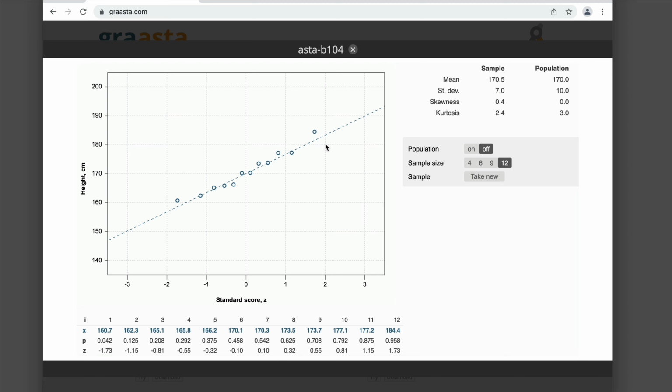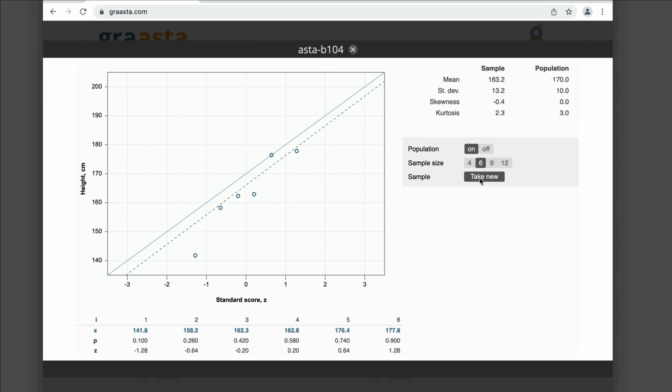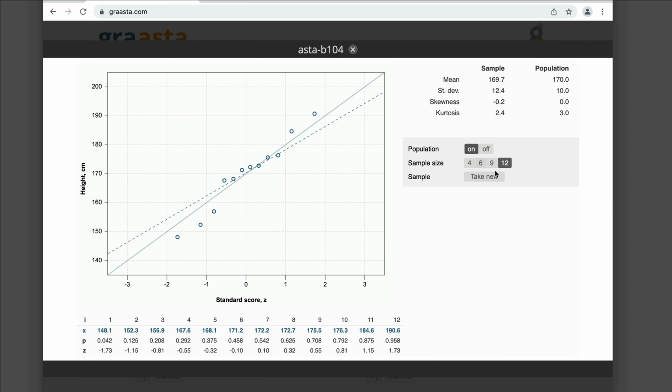An interesting thing is that you can also show the population. If you click on it, you will see the real theoretical curve for the population, and then you can see how big the deviation is, right? For example, if I take a sample size of 6, the deviation from the population is sometimes simply huge. But if you take a sample size of 12, the deviation is, in general, a little bit smaller. So the uncertainty, or rather the sample-to-sample variation, is much smaller if you have a larger sample size. So once again, try different sample sizes, and hopefully you will get a better feeling of how this quantile, or QQ, plot works.